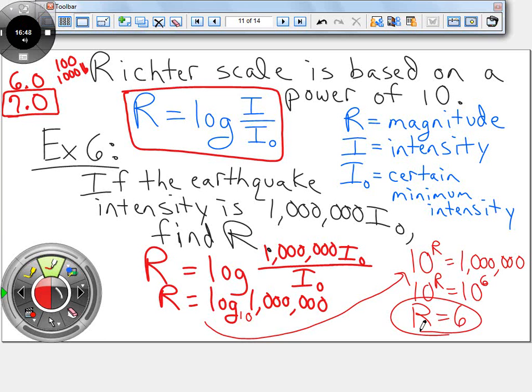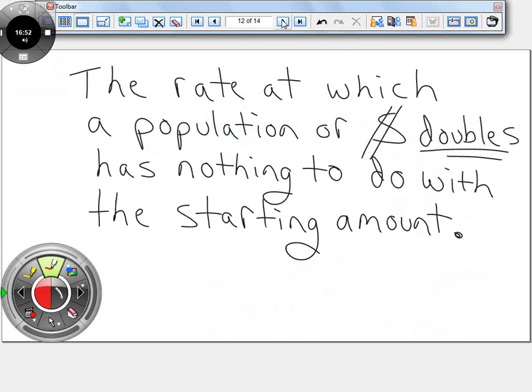Okay. All right, last problem I want to show you, but before this, I want to tell you about the rate that something doubles. So the rate at which a population or money doubles, I mean, people really do care about this. They want to double their money so they can retire, et cetera, et cetera.